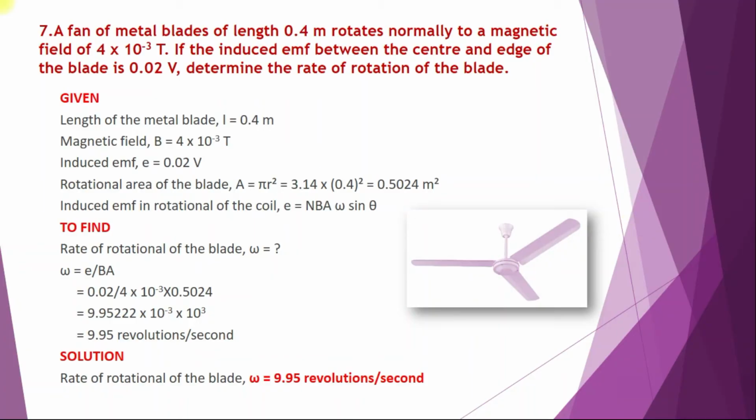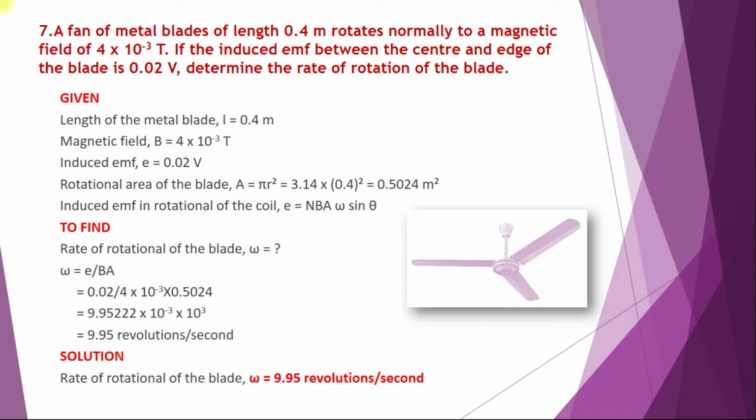Seventh problem. A fan of metal blades of length 0.4 meter rotates normally to a magnetic field of 4 into 10 power minus 3 Tesla. If the induced EMF between the center and the edge of the blade is 0.02 volt, determine the rate of rotation of the blade. So given data is length of the metal blade L is equal to 0.4 meter. Magnetic field B is equal to 4 into 10 power minus 3 Tesla. So induced EMF E is equal to 0.02 volt.